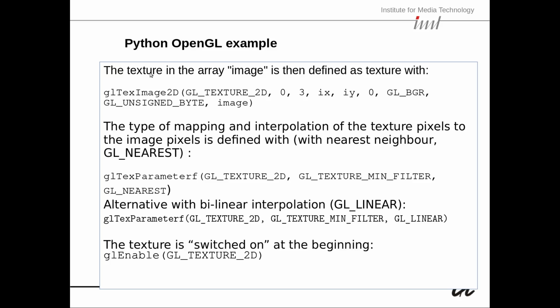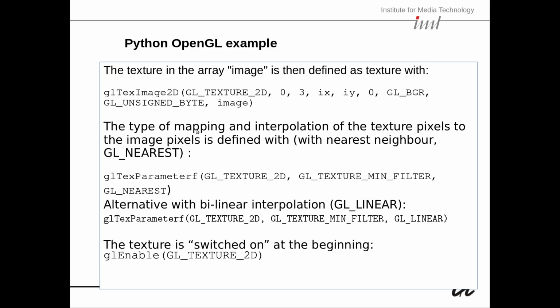which is done in OpenGL using this command here. So here we have glTexImage2D. This defines a 2D texture. Here we have the image coordinates. Here we have the ordering of our primary colors, blue, green, red, so this actually corresponds to what OpenCV generates. Here we have the type of our texture, unsigned byte. And here's our texture array.